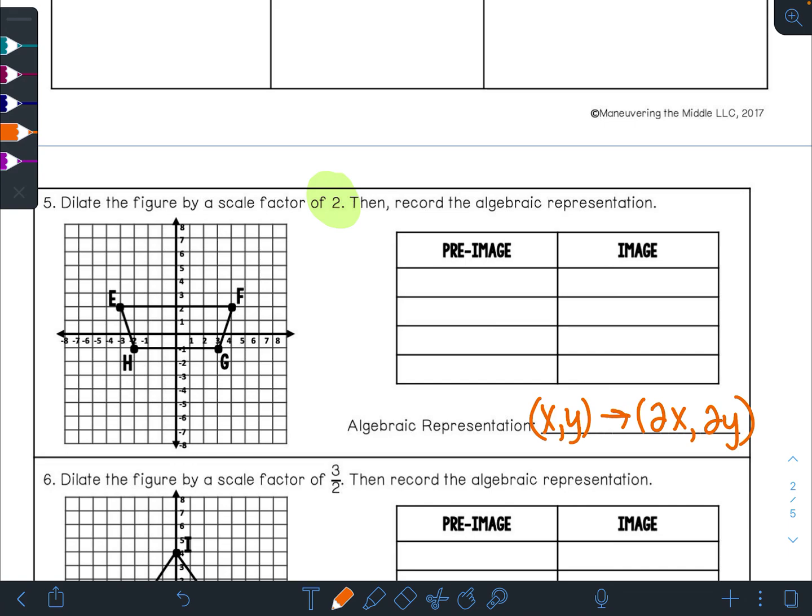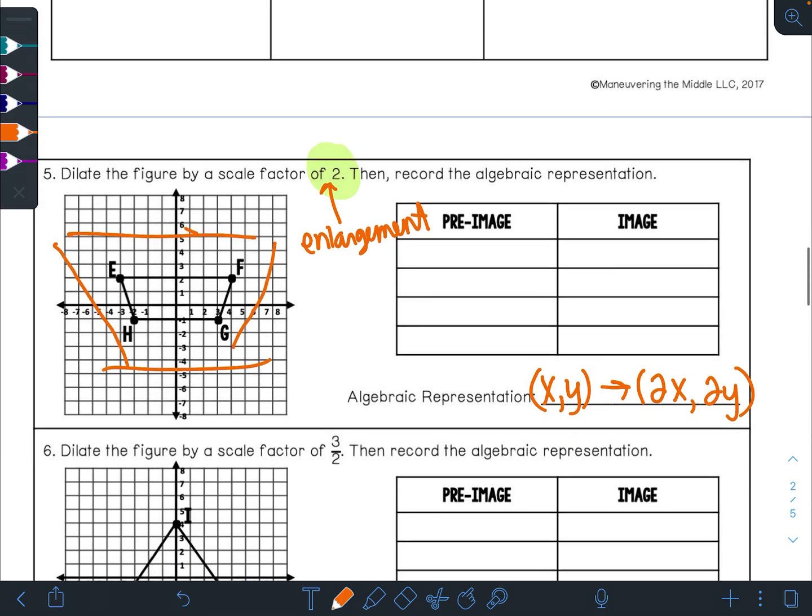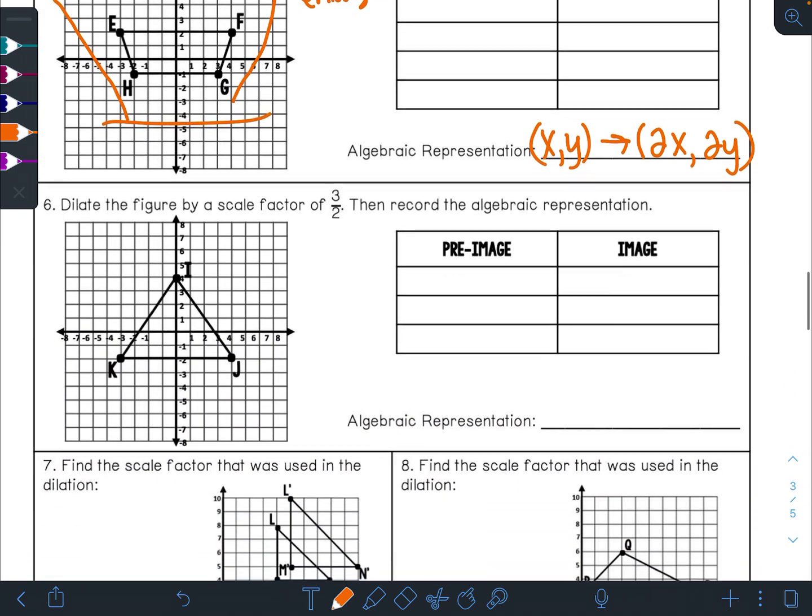And this should be something that you should be paying attention to. If my scale factor is 2, is my new shape going to be an enlargement or a reduction? You should know that 2 creates an enlargement, and so your shape would be bigger. I know this is not drawn proportionally, but your shape would be larger than what you're given.